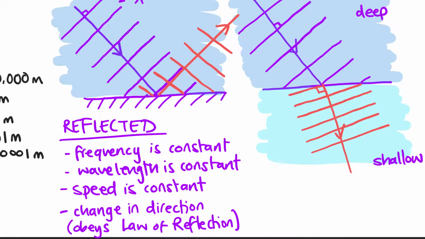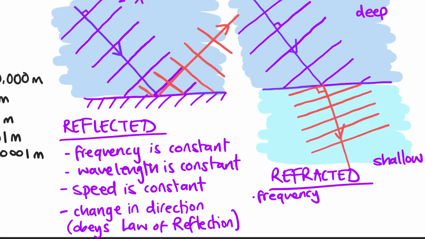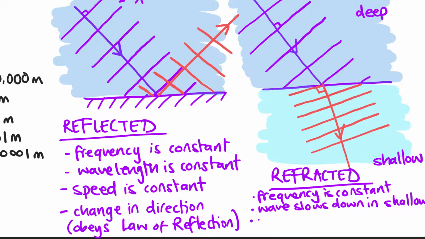Now when the wave is being refracted here, so the word here is refracted, the frequency is constant. So the same number of waves enters the boundary as leaves the boundary. But the difference here now is that the wave slows down in the shallow water. And when it does that, in order to maintain that constant frequency, if the wave slows down, then the wavelength decreases. And we see that in the diagram by the wavefronts getting closer together.